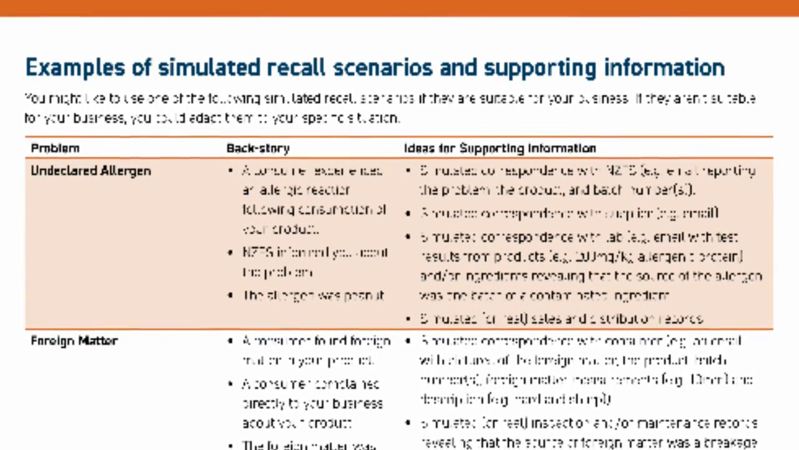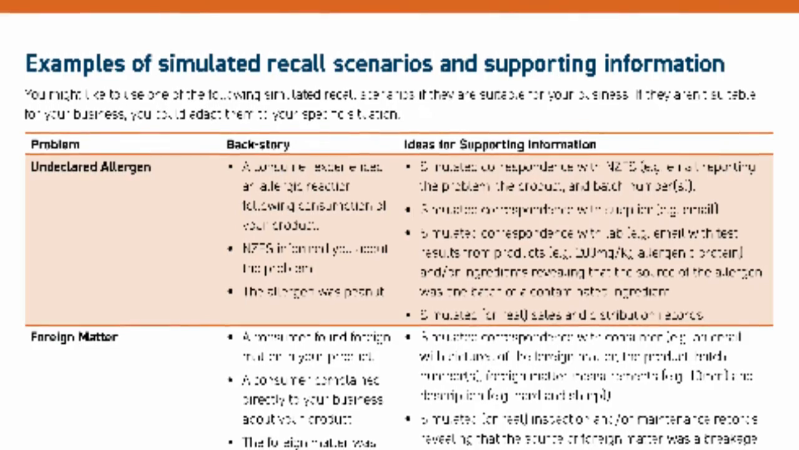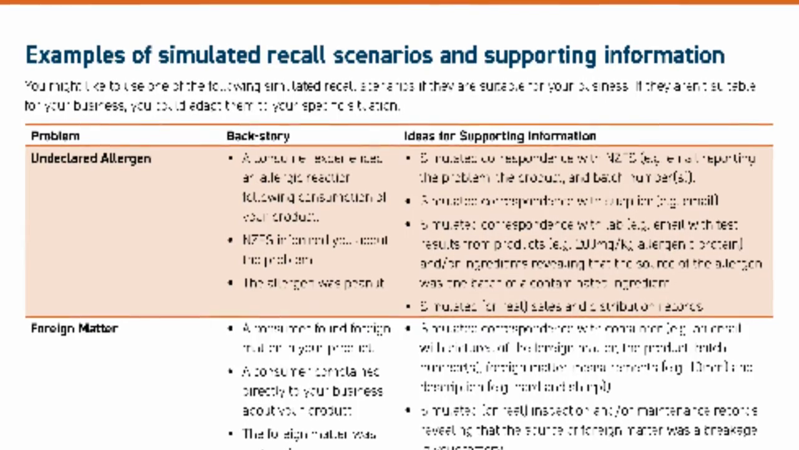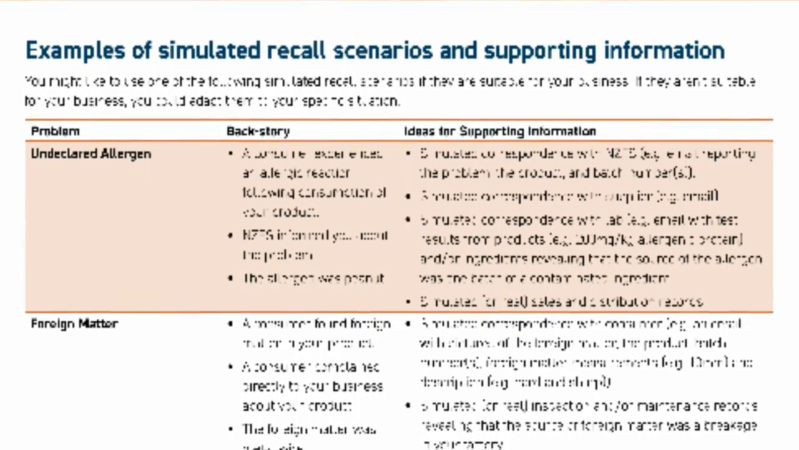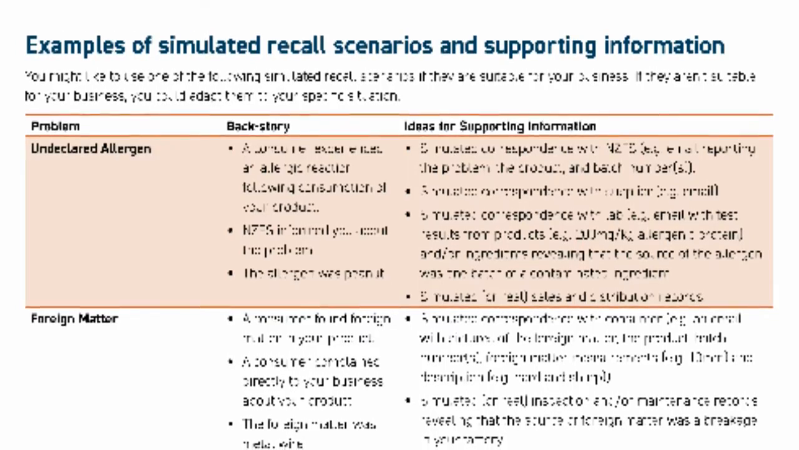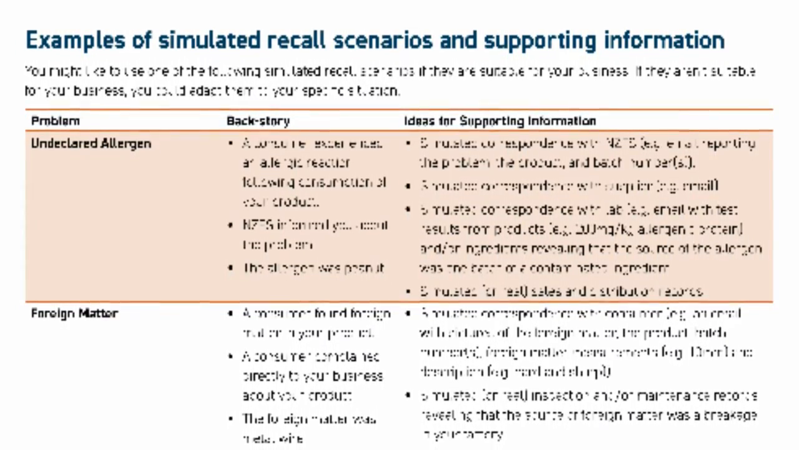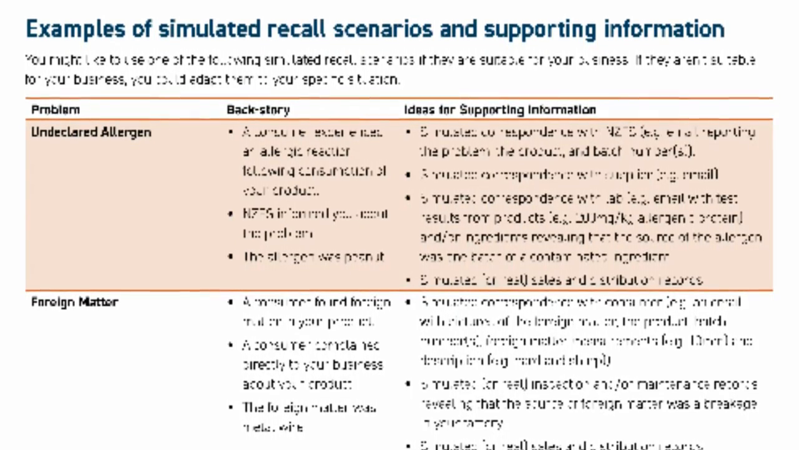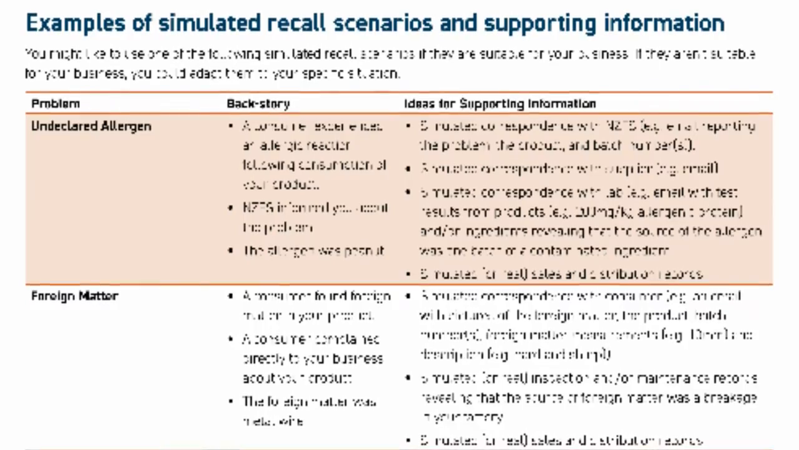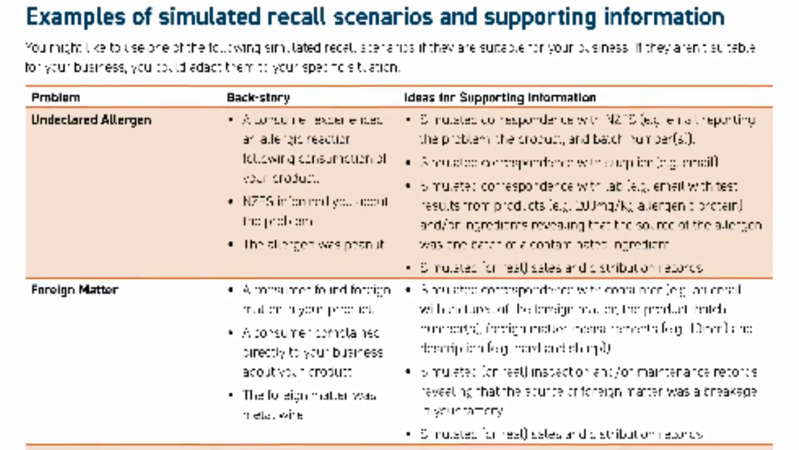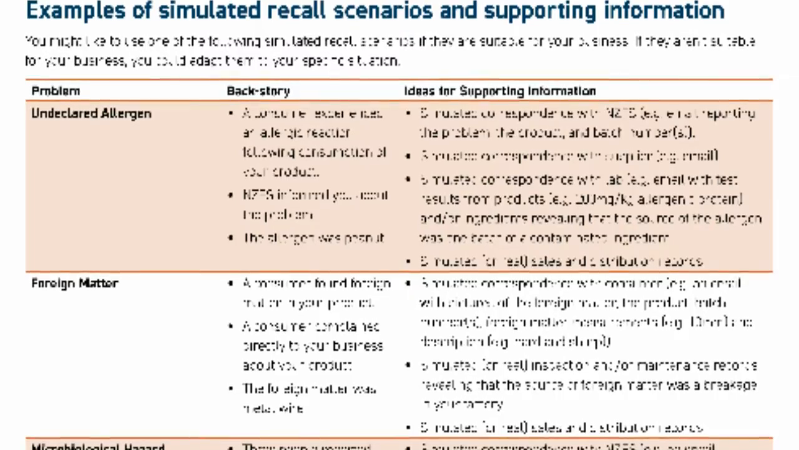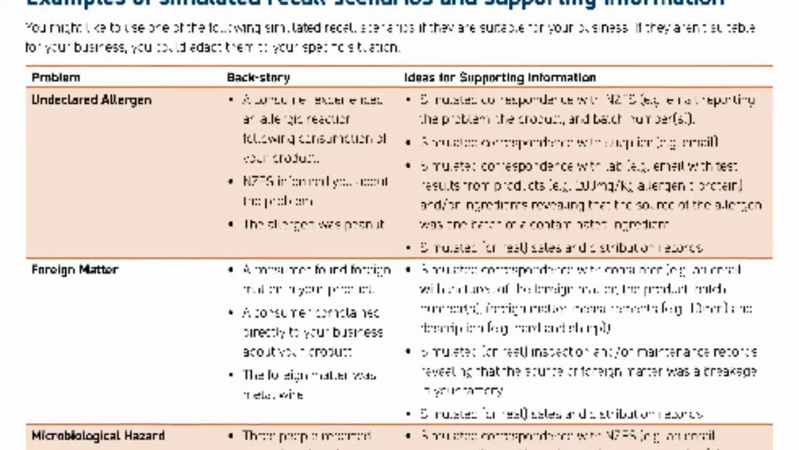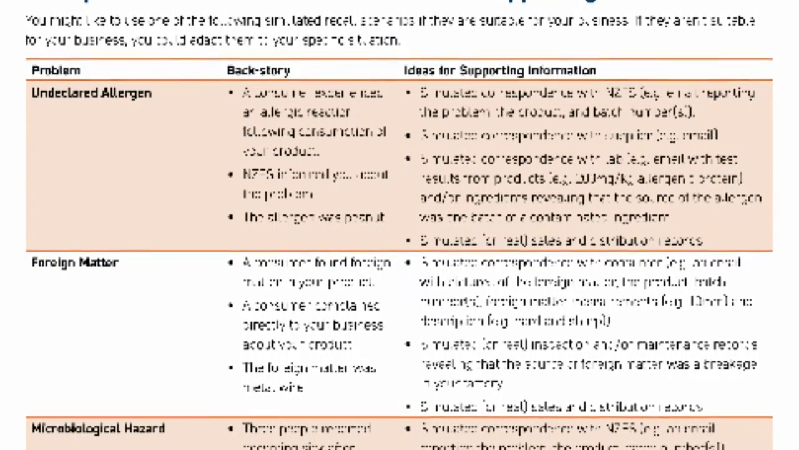The allergen was peanut. Ideas for supporting information: simulated correspondence with NZFS, such as email reporting the problem, the product, and batch numbers. Simulated correspondence with supplier such as email. Simulated correspondence with lab such as email with test results from products, for example, 200 milligrams per kilogram allergenic protein, and or ingredients revealing that the source of the allergen was one batch of a contaminated ingredient. Simulated or real sales and distribution records.